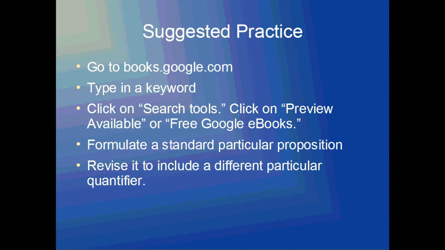Okay. Now, if you want more practice, you can go to books.google.com. You can type in a keyword for a search. Initiate your search. Click on Search Tools below the search bar. Then click on Any Books, which is on the left-hand side. You get two options, which would be Preview Available or Free Google eBooks. And then you want to start with Preview Available, and you're going to click on a title. You're going to do a search within that book that you chose. And you're going to press and hold Control, then you'll press F while you're still holding Control.